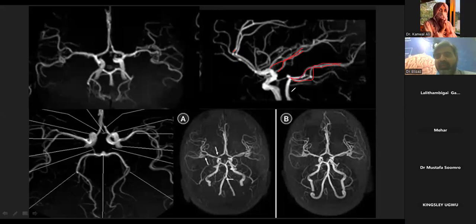It's a PCA, I think. PCA, excellent. Right and left PCA, posterior cerebral artery, and this is the basilar artery. So this is the right and left both.